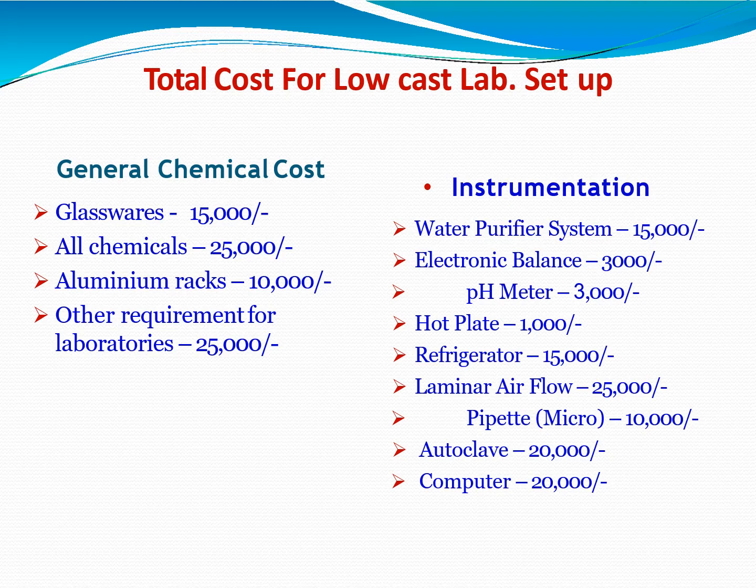And if you want to start a low cost plant tissue culture laboratory, it will cost around: the glassware is 15,000. All chemicals we can purchase in 25,000, and the aluminum racks and everything we can purchase for the culture in 10,000. And other requirements for the laboratory, consumables and other things, can have contingencies like 25,000. Instruments may be water purifier system, electronic balance, pH meter, hot plate, refrigerator, laminar flow chamber, autoclave, computer. It will cost like this.